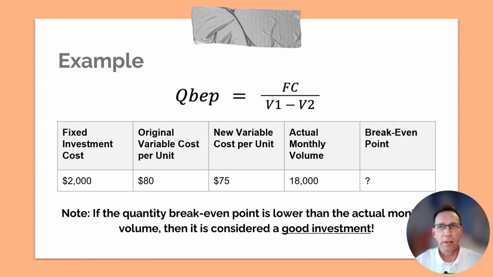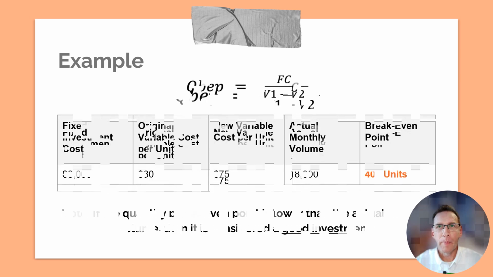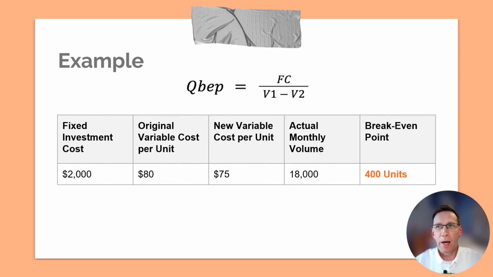Now, here's a key thing to note. If the quantity break-even point is lower than the actual monthly volume, then it is considered a good investment. So here we go: 2,000, 80, 75, 18,000. If we run the calculation, 80 minus 75, then we have our fixed cost, 2,000. So 2,000 divided by 80 minus 75. So 2,000 divided by 5 is 400 units.